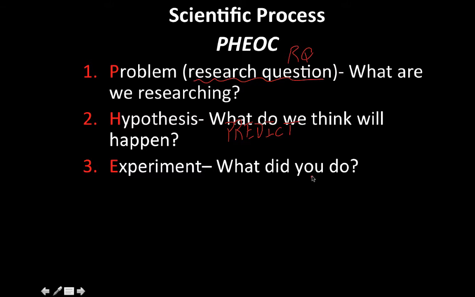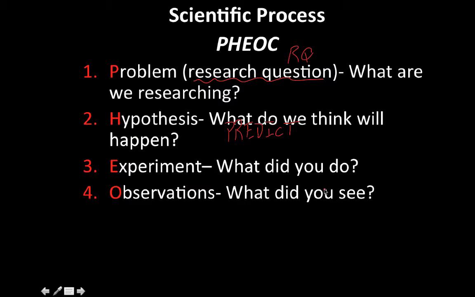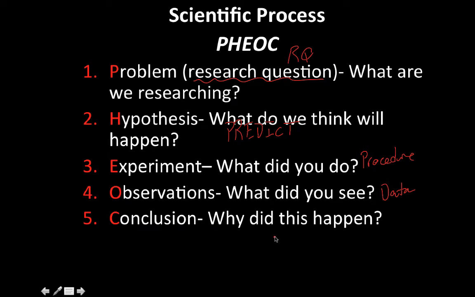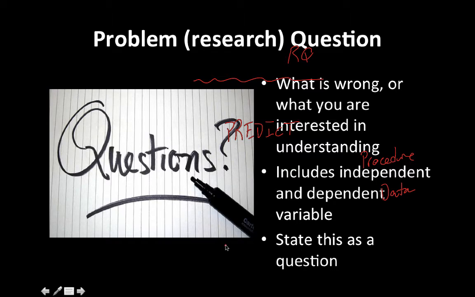And in our experiment, we're going to design a procedure for the experiment and implement that. Observations is data. Procedure, this is going to be where our data is collected. And then finally, conclusion: why did this happen? So there'll be an evaluation component there as well. But PHEOC is the main part. Remember that. You can remember those five major parts of an experiment.